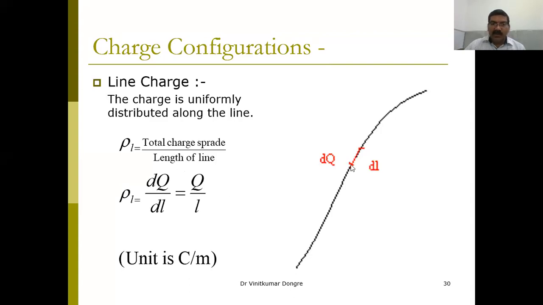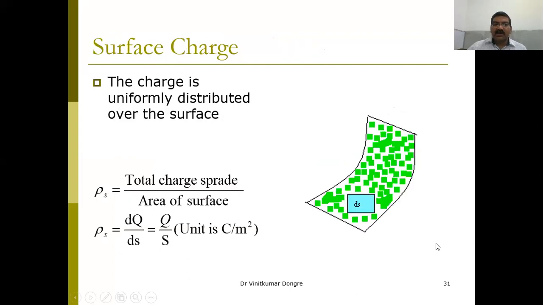Suppose I take a small charge dq. The charge spread will be dq and whatever the length, that is dl. So dq by dl, you can say q by l. And what will be the unit? Unit is coulomb per meter. As the length is in meter, the unit of this line charge configuration is coulomb per meter. This is simple. We will discuss in detail also. Okay, so we will go for the next.